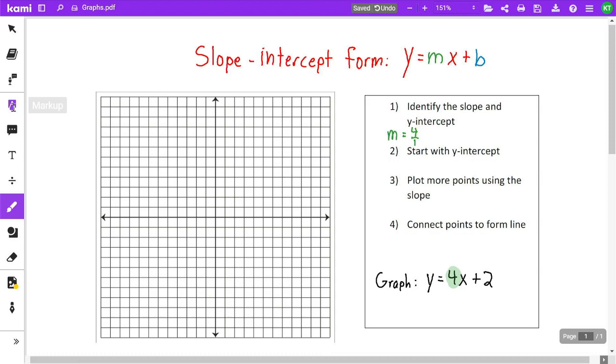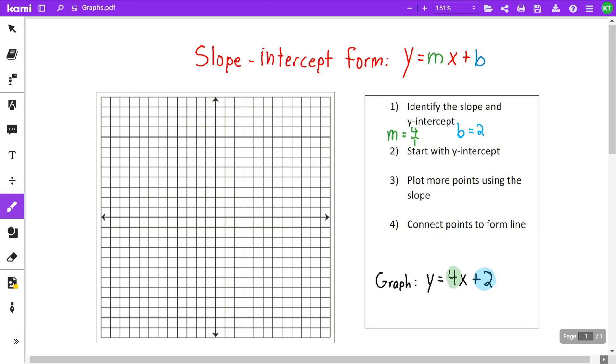Next, we're going to look for the y-intercept. The y-intercept is the constant that goes with the equation, whether it be added or subtracted after. In this case, we have plus 2. So it can also be a negative in some cases, but in this case it is a positive 2. So we'll say b, which is the y-intercept, is equal to 2.